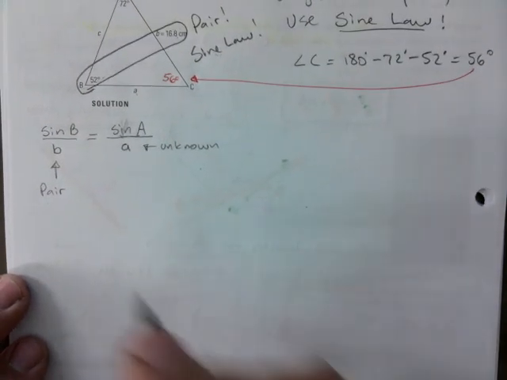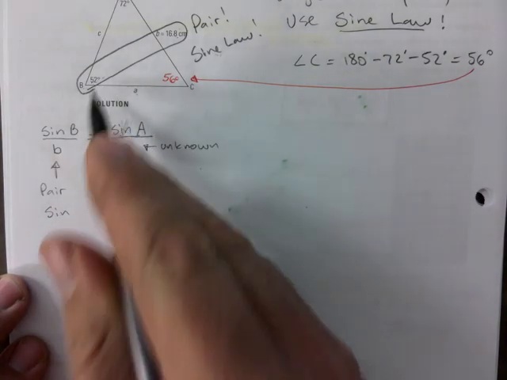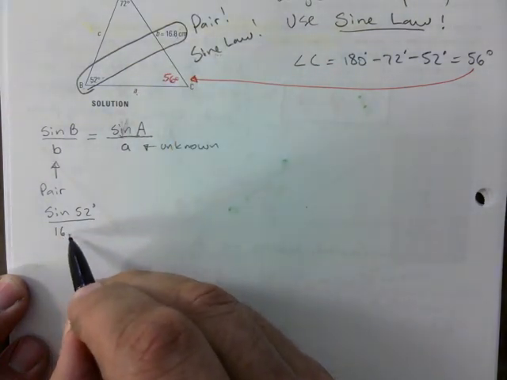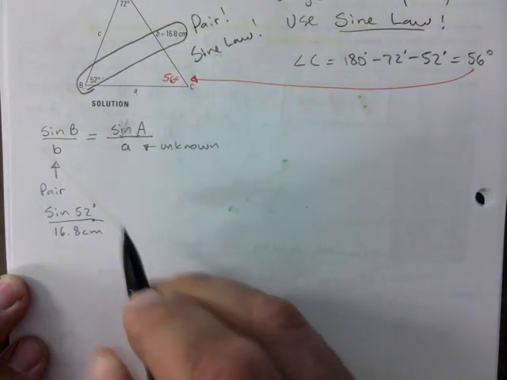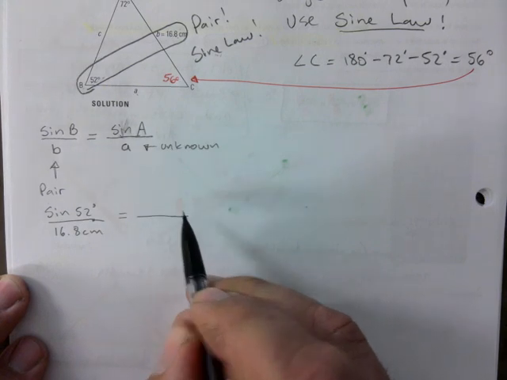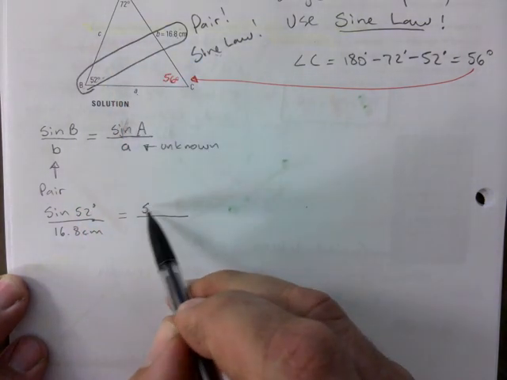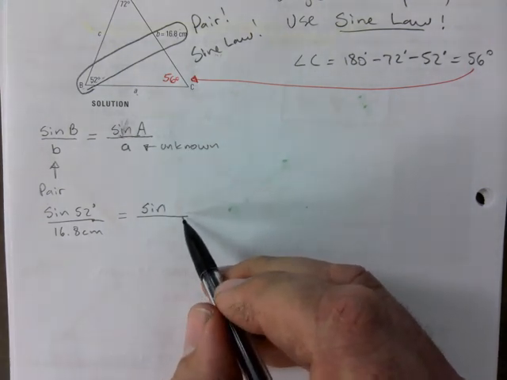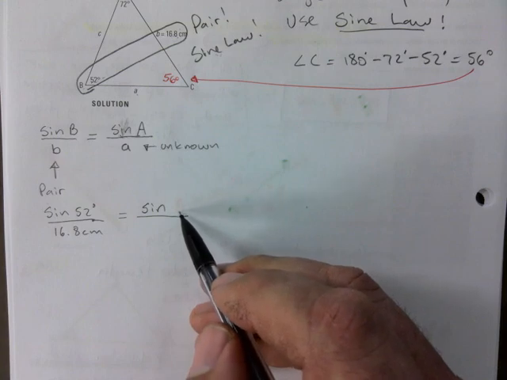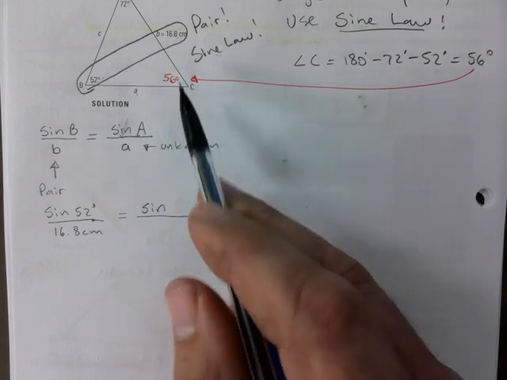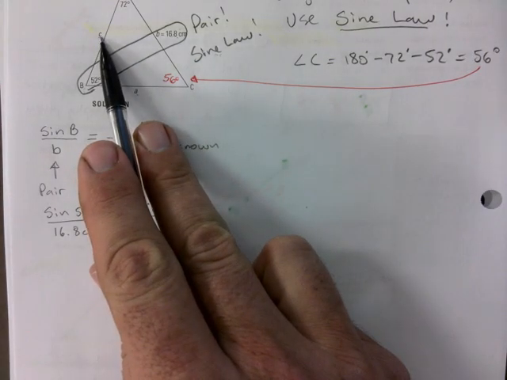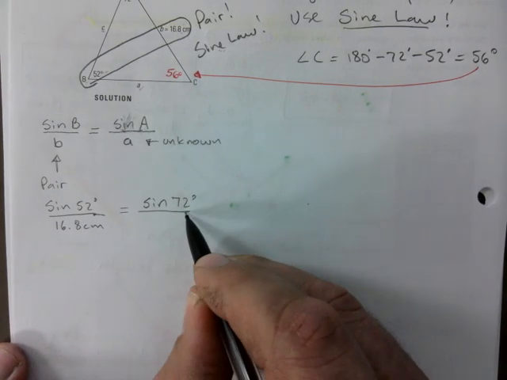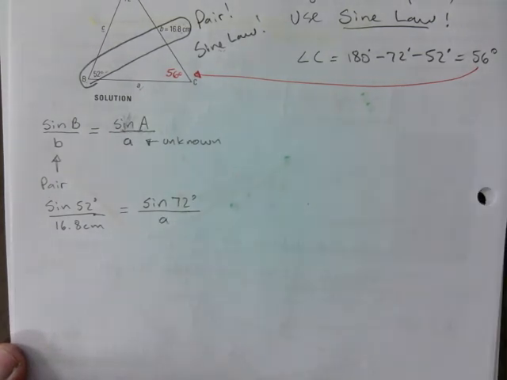So let's start. I'm going to start with my pair. Sine of 52 degrees over 16.8 centimeters. And on the other side, I do know what A is, correct? What would happen if I put 56 in here? Let's say you're not paying attention, you put 56 in here. What would you be finding? Yeah, you'd be finding that side, so that's the wrong side. You want to find this side, therefore you need to use 72. And so this is side A like that.